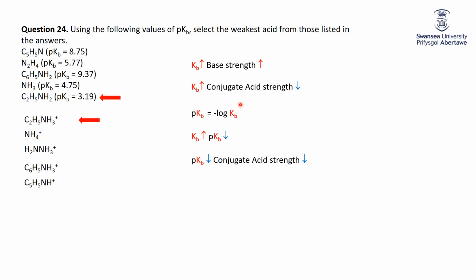I don't know if this was a confusing way to put it, but it's important to remember these relationships. The Kb and the base strength are related directly, so the conjugate acid is related inversely. The pKb and Kb relationship is inverse, so the pKb and the conjugate acid are related directly.